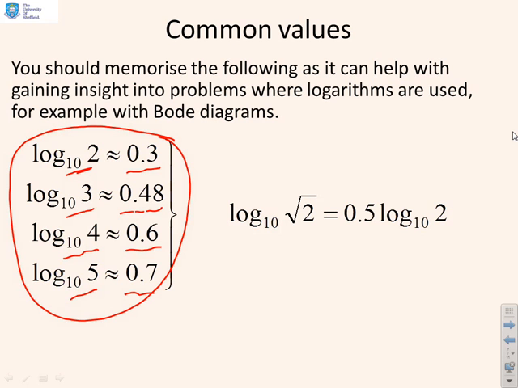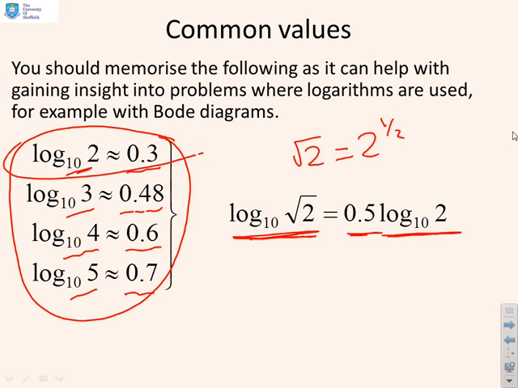So an example here, if I wanted to know what was log 10 of root 2, then I could say, well, clearly root 2 equals 2 to the half, and therefore I can write it as 0.5 log 10 of 2. But you'll notice I know log 10 of 2, and therefore I can get log 10 of root 2 must be approximately 0.15.